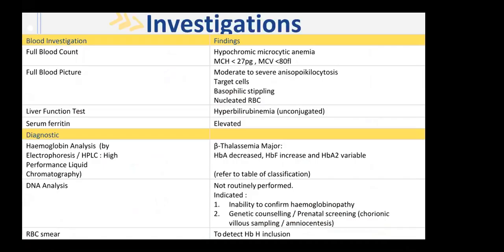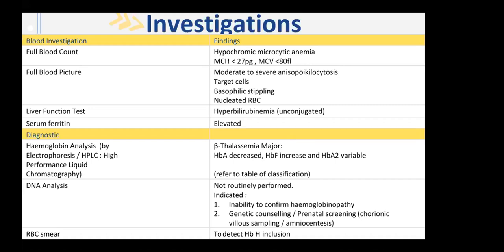Next is investigation. We should do a full blood count and full blood picture to find any abnormalities such as hypochromic microcytic anemia with reduced MCH and MCV. And then in the full blood picture, we can see moderate to severe anisopoikilocytosis, target cells, basophilic stippling, and also nucleated RBC. For liver function tests, we can check for hyperbilirubinemia if there is, and serum ferritin can be elevated.